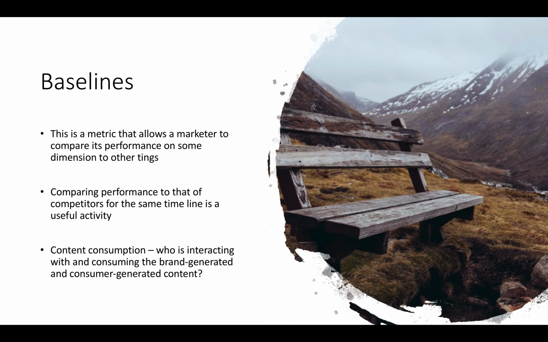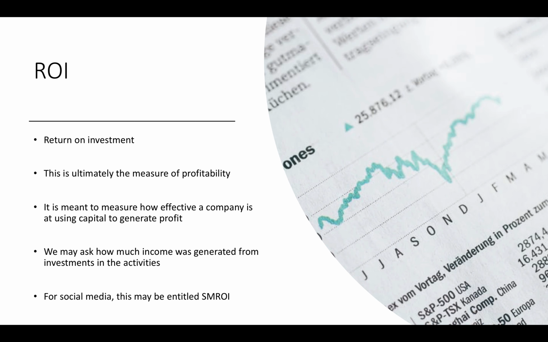Baselines. This is what I was talking about earlier with baselines, this notion of a pre, right? You want to get a sense of how people are before you offer something else. This is a metric that allows a marketer to compare its performance on some dimension to other things. Comparing performance to that of competitors for the same timeline is a useful activity. And then content consumption. Who is interacting with and consuming the brand-generated and consumer-generated content?